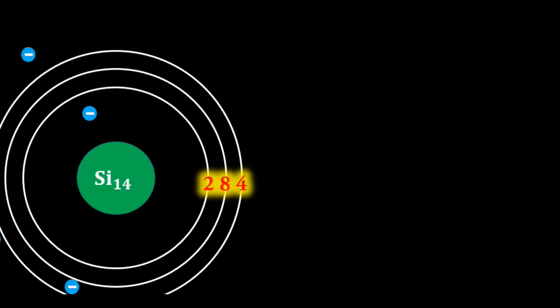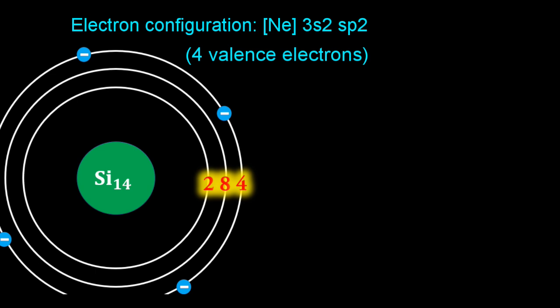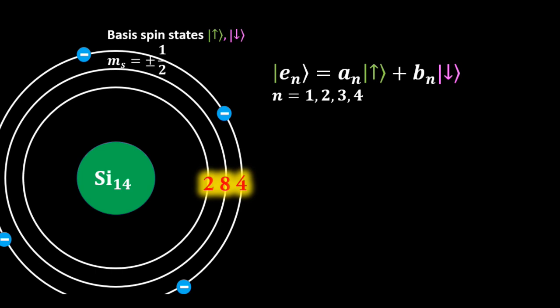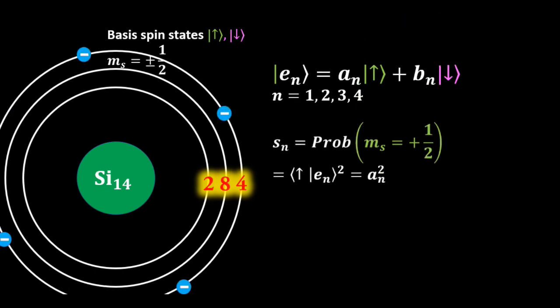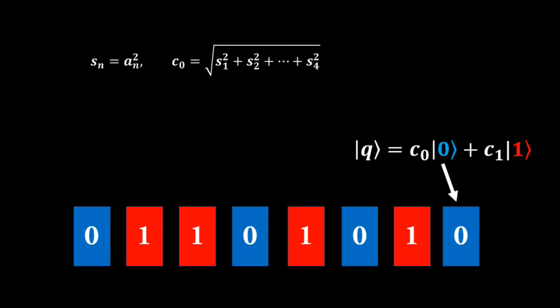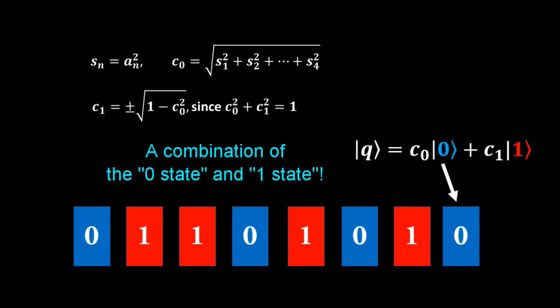For the 0 and 1 states, look at the quantum spin for the 4 valence electrons of the silicon-28 atom, which are in a quantum superposition of the spin up and spin down states. Let En be the quantum state for the nth valence electron. Let Sn be the probability of detecting the spin up state. Define the 0 state coefficient as C0 equals the square root of S1 squared plus S2 squared all the way down to S4 squared. Then the 1 state coefficient must be plus or minus the square root of 1 minus C0 squared, and C0 squared plus C1 squared must be equal to 1. The quantum bit can therefore be described as the following.